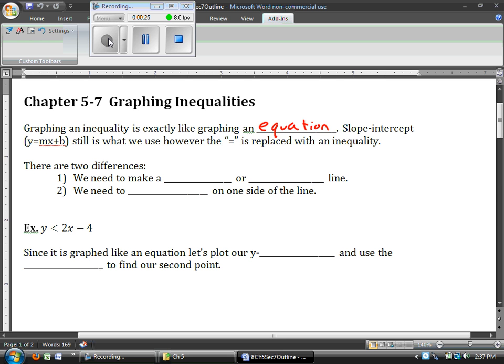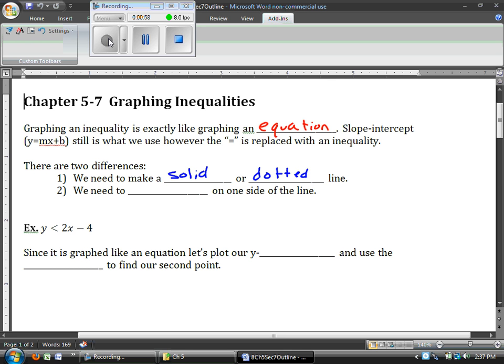exact same way. We still use slope-intercept form, y equals mx plus b, but there's no equal sign. There's either a less than, greater than, less than or equal to, or greater than or equal to sign. Okay? There are two major differences between an equation and an inequality when I'm graphing. The first one is that we need to make either a solid line, which is what we're used to making, or a dotted line. You'll remember when we graphed on a number line, we had to use an open circle or closed circle. It's going to be the same thing.